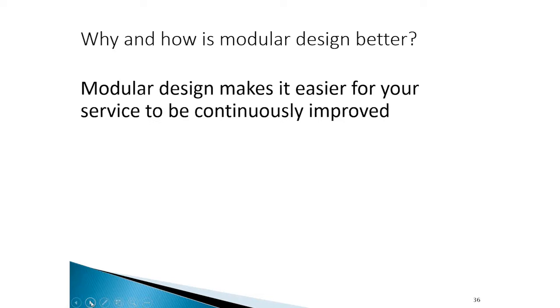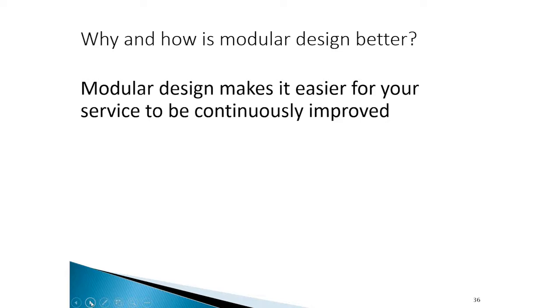The next point is that modular design makes it easier for your service to be continually improved. So when you think about all of the set of tasks and all of the services that your automated child welfare system needs to do, and you've started organizing them into larger-scale modules, then you have the potential to say, for example, there are a number of improvements that we would like to make to intake, or there are improvements that we would like to make to resource management or to data exchange.